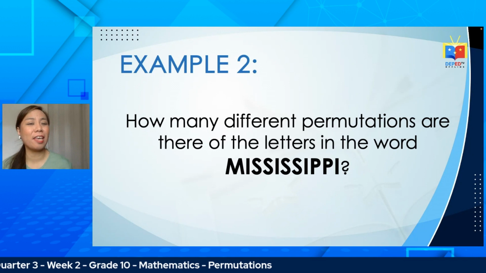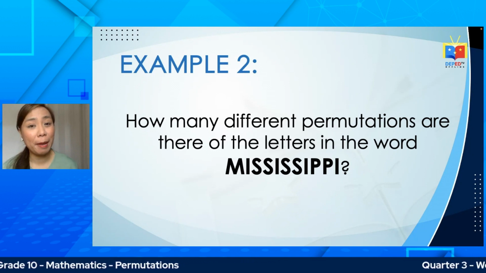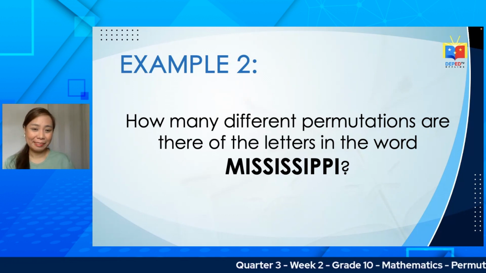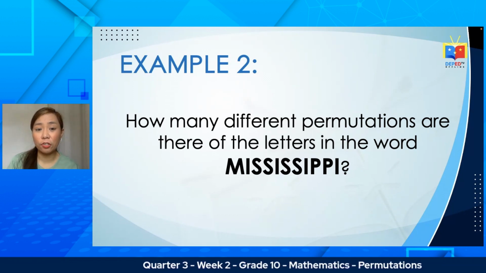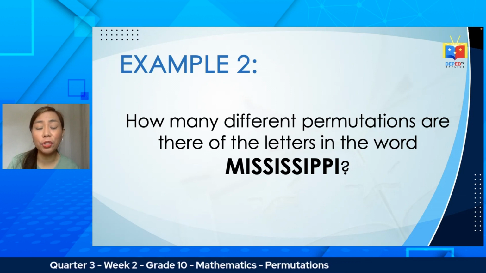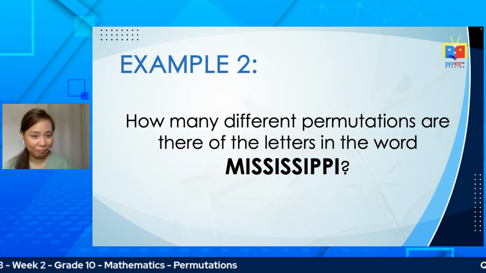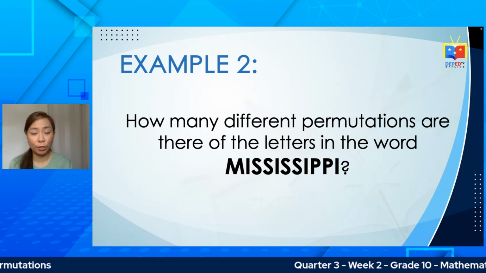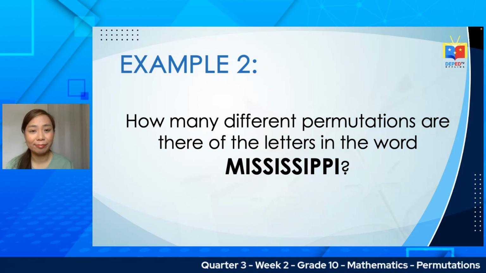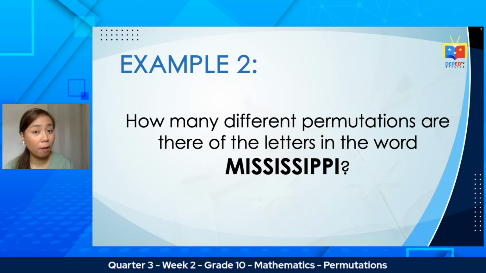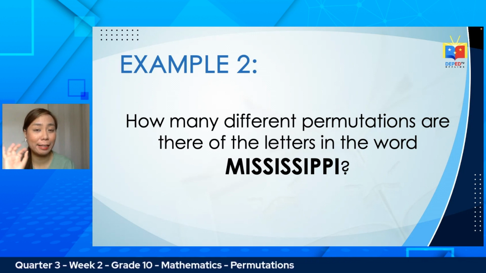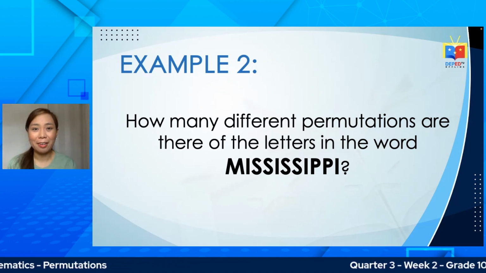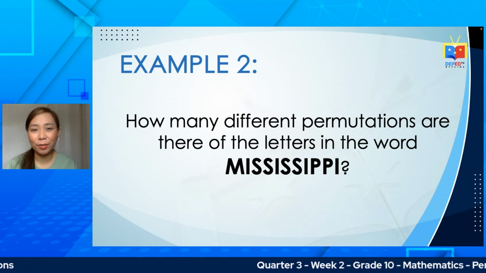Now let's try this second example. You can use your paper and pen and join me in solving the problems. How many different permutations are there of the letters in the word Mississippi? In doing this problem, you just have to be careful in counting the number of repeated letters. So, let's start. What is our n?